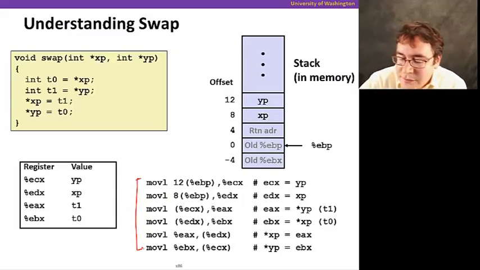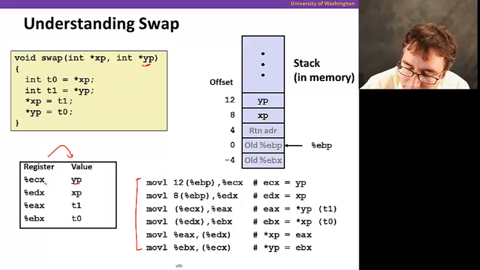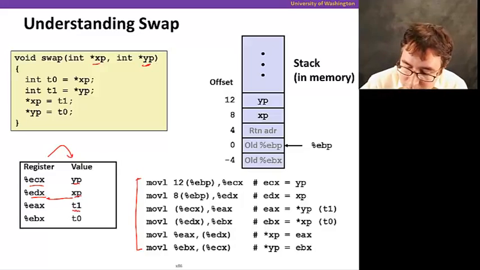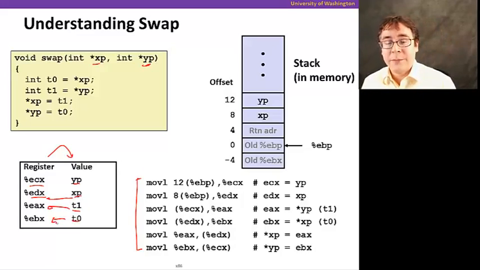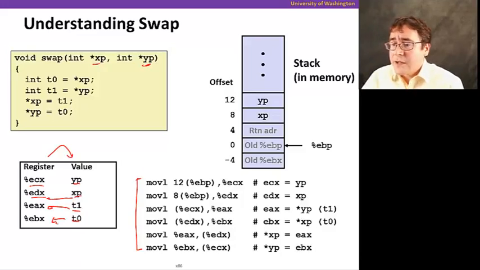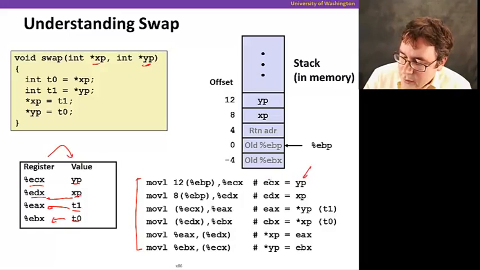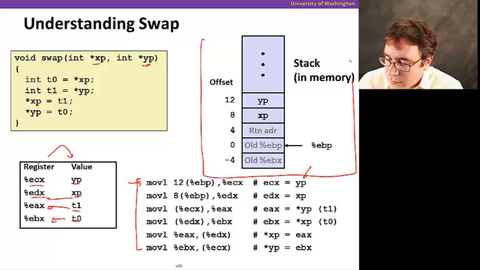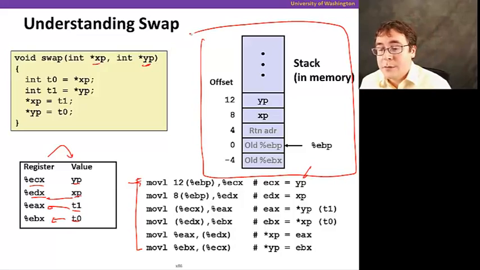And for the registers we're using here, here's the mapping of variables to registers. YP happens to be mapped into register ECX. XP is mapped into register EDX. T0 was mapped into register EAX, and T1 was mapped into register EBX. This mapping is a choice of the compiler; the compiler chooses how to map the variables into registers. On the right hand side, we have what each of these assembly instructions represents, and this is the state of our stack at the beginning of our execution.